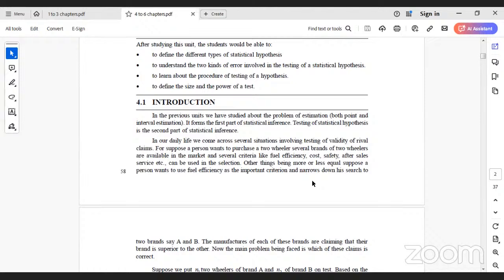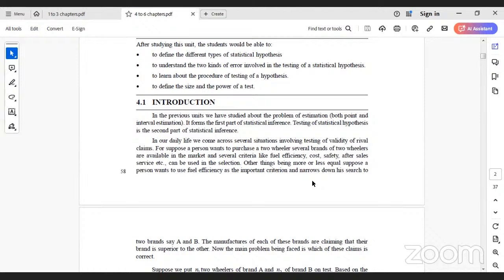In our daily life, we come across several situations involving tests of the validity of rival claims. For example, suppose a person wants to purchase a two-wheeler. Several brands of two-wheelers are available in the market, and several criteria like fuel efficiency, cost, safety, and after-sales service can be used in the selection, other things being more or less equal.